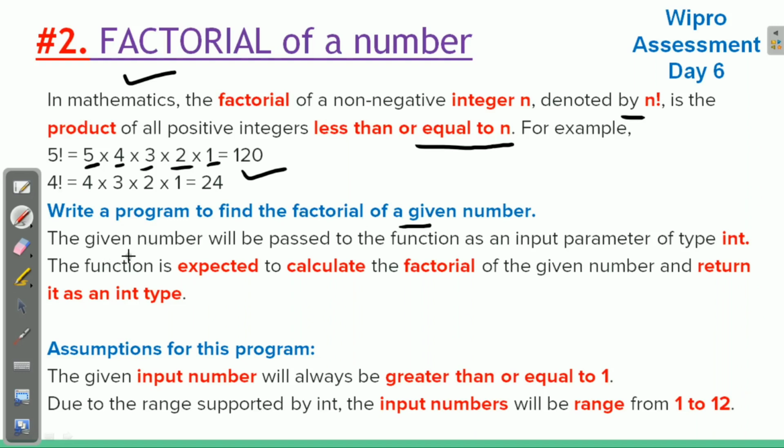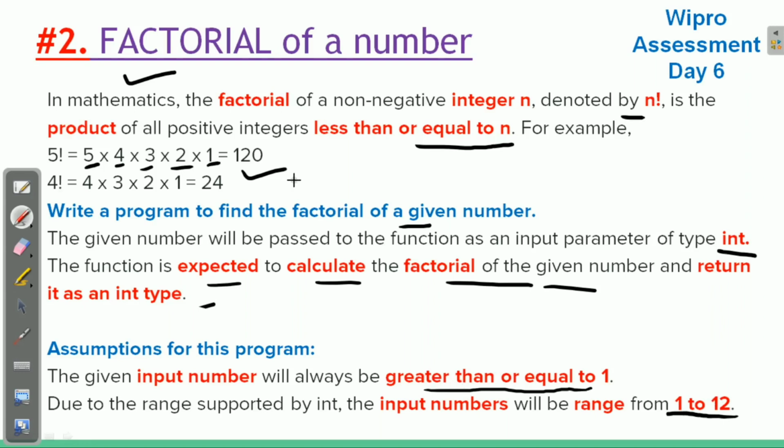Here it is given that the given number will be passed to the function as an input parameter of type int. The function is expected to calculate the factorial of the given number, and it will return an int type. The assumption for this program is that the given input number will always be greater than or equal to 1. Due to the range supported by int, the input number will range from 1 to 12.